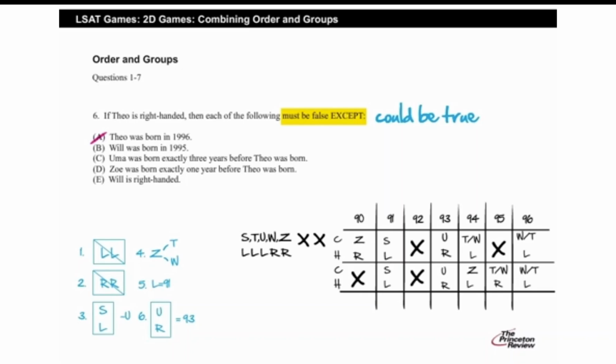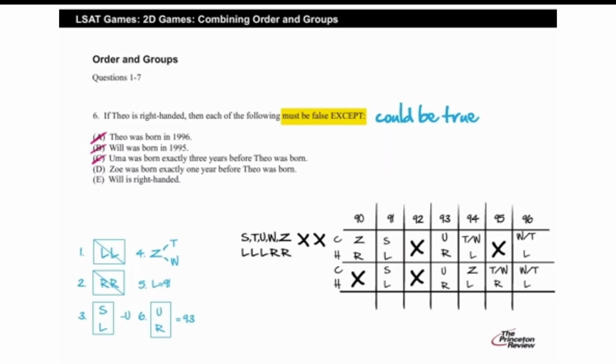Will was born in 1995. That must also be false. Will has to be born in 1996 in this scenario. Cross off B and move on to C. Uma was born exactly 3 years before Theo was born. Yet again, this must be false. Uma in this situation was born exactly 2 years before Theo.